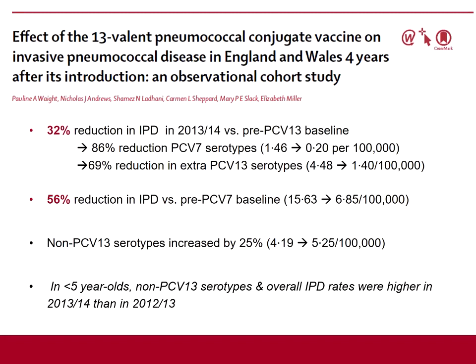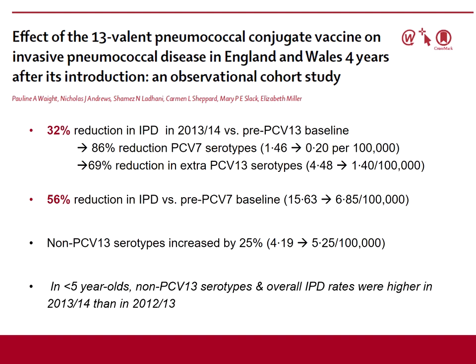And this was published in Lancet ID in 2015, if I'm not mistaken. But what we could see at that time was that we still had a 32% reduction in invasive disease after PCV13, which is due to a combination of an 86% reduction in PCV7 serotypes and a 69% reduction in the PCV13 additional serotypes. And overall, we could still see a 56% reduction in overall invasive pneumococcal disease. There was some increase in non-vaccine serotypes, but it wasn't huge. So the overall benefits remained very positive.